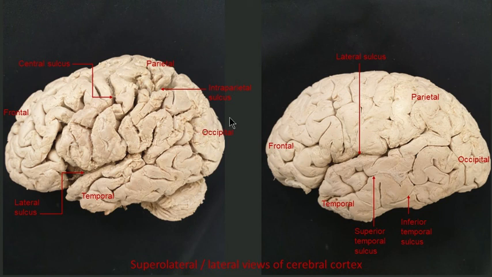Lastly, at the back, we've got the occipital lobe, and the occipital lobe is the one which is mainly concerned with vision. And we know that the parieto-occipital sulcus, partly visible here, marks out the boundary between the occipital lobe at the back and the parietal and the temporal lobes in the front.